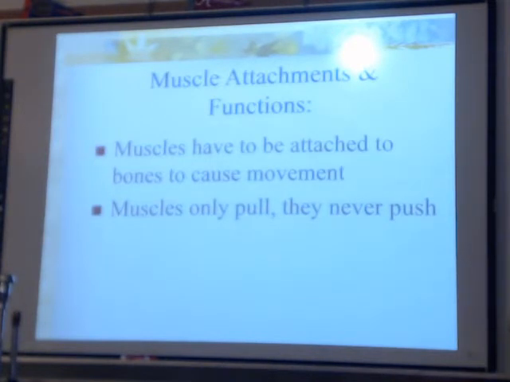Muscle attachments and functions. Muscles have to be attached to a bone. Skeletal muscle has to be attached to a bone so that it can move. Muscles can only pull. They can never push. That's why you have pairs of antagonistic muscles. When I pull my arm up and then straighten it out, I'm not really pushing. I'm actually pulling a different muscle, making another muscle move.